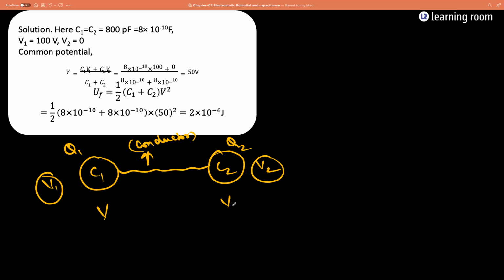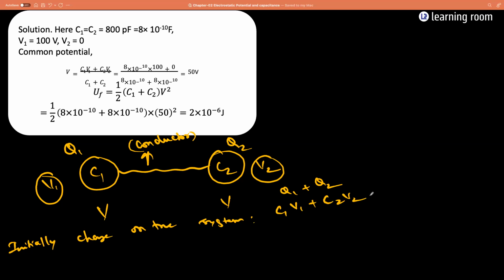Now you tell me one thing. Initially, what was the charge on the system? Q1 plus Q2, that is C1V1 plus C2V2. What is the final charge on the system? C1V plus C2V.